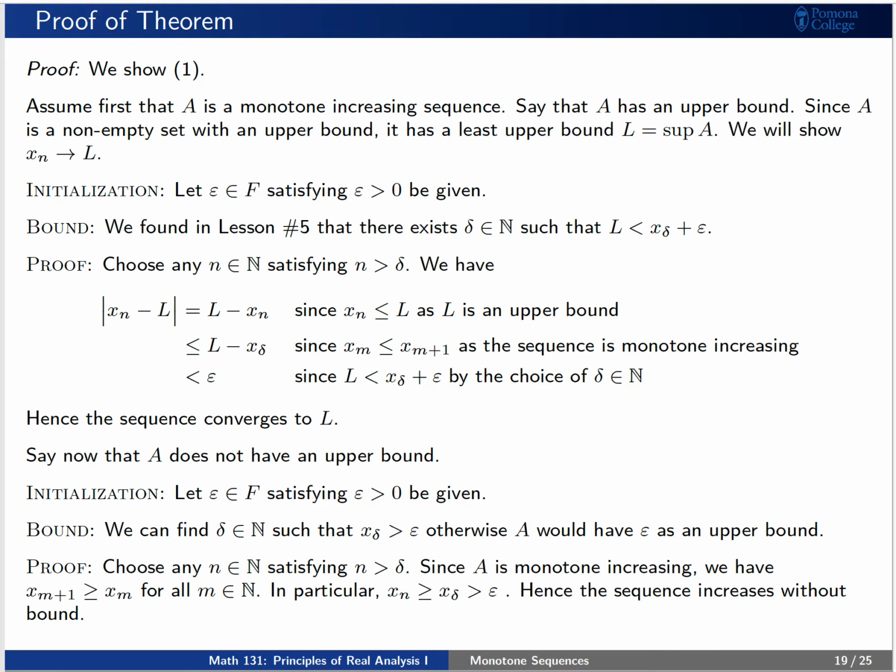Now, we have an increasing sequence, so whenever n is greater than delta, x sub n is greater than x sub delta, which means that xn is greater than epsilon. This is exactly what it means, however, for the sequence to increase without bound.